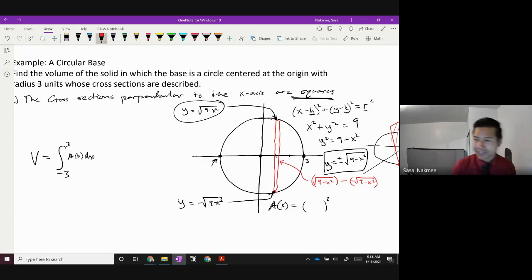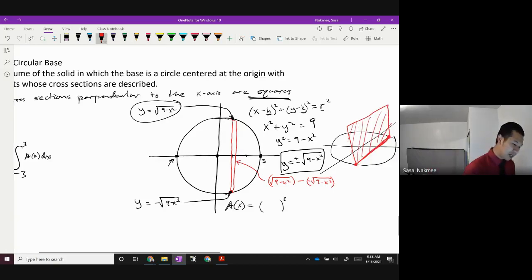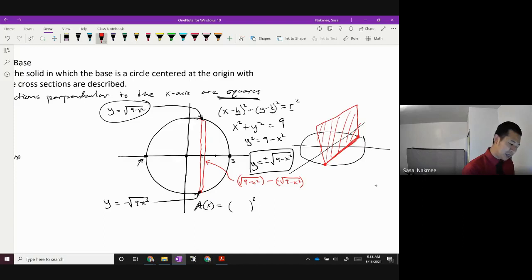Negative. Almost forgot that, right? Negative. So what does that become, by the way? I have here the square root of 9 minus x squared minus negative the square root of 9 minus x squared. If you simplify that out, those negatives become a positive. This is going to simplify to 2 times the square root of 9 minus x squared.